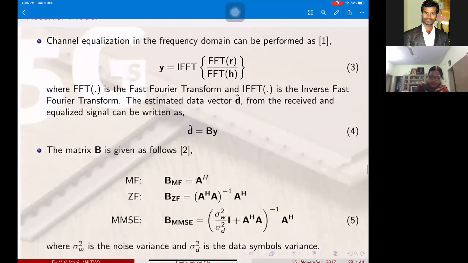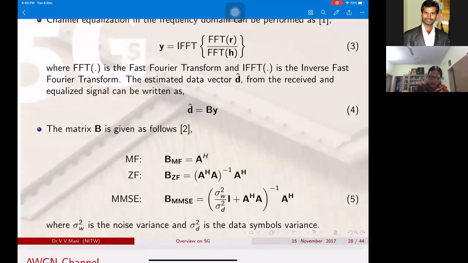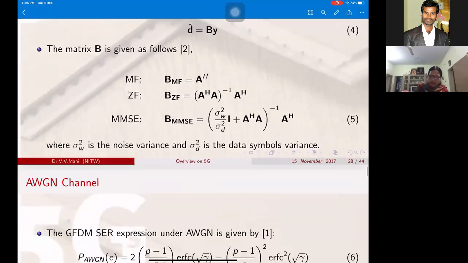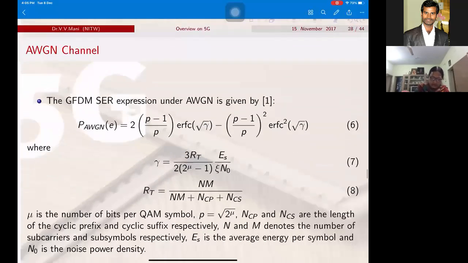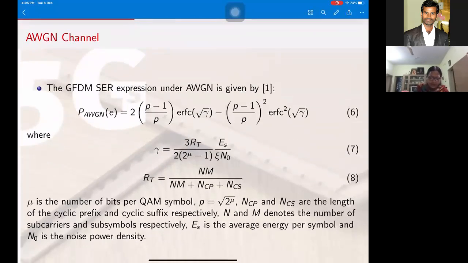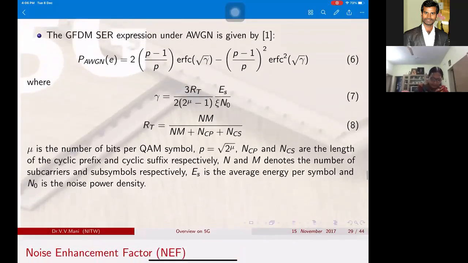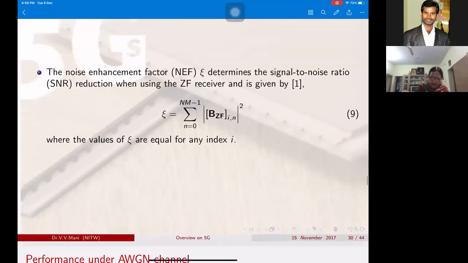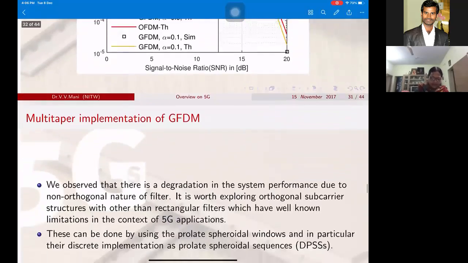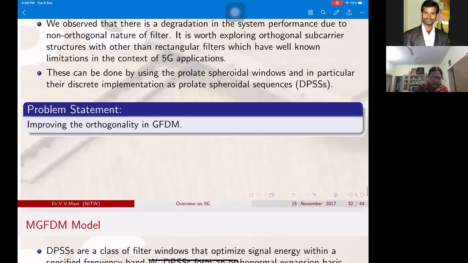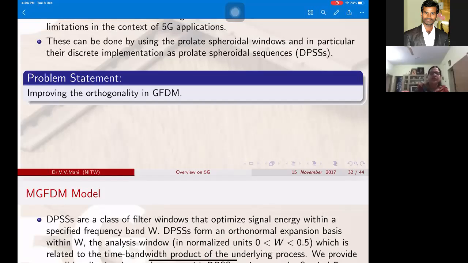So we can estimate your Ds using a matched filter receiver, an MMSE receiver, and a zero forcing receiver. These are the three different equations for my GFDM demodulator. We also derived a probability of error equation for the GFDM symbol error rate, and obtained this formula for the probability of error. We also saw the noise enhancement factor for GFDM, and compared the performance of a multi-taper GFDM, which improves the orthogonality in GFDM.